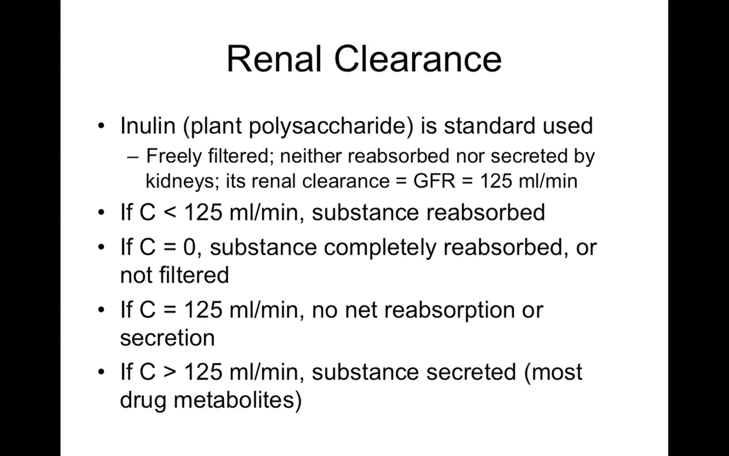filtration rate. So an example of a substance that has a clearance rate that's greater than GFR: most drug metabolites, especially something like penicillin. Penicillin actually has a really high renal clearance rate. And so you can actually measure clearance as a function of someone's kidney health, which is actually pretty cool.